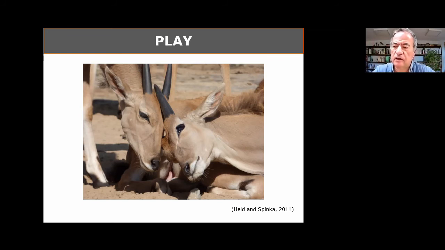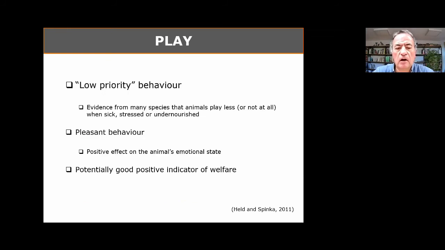And remember, this is another general principle. Welfare is not only about the absence of the negative, it's also about the presence of the positive. So positive indicators should be there, and play is probably one of them. For many reasons, it is a low priority behavior. So animals play less or not at all when they are sick, stressed, or poorly fed. It is pleasant, so it is a potentially good positive indicator of welfare. Of course, it is useful mainly for mammals and some birds.